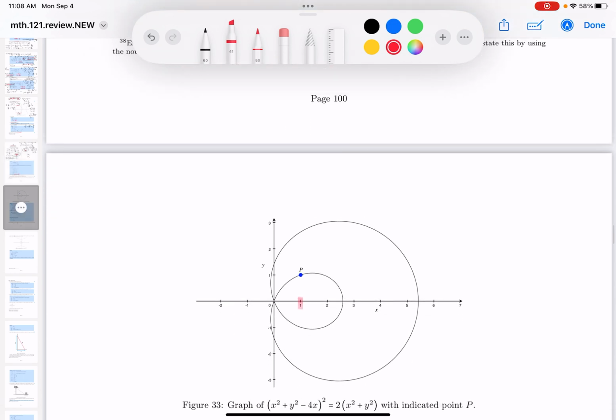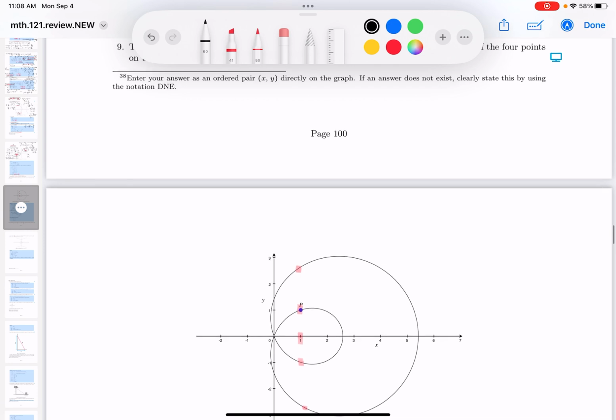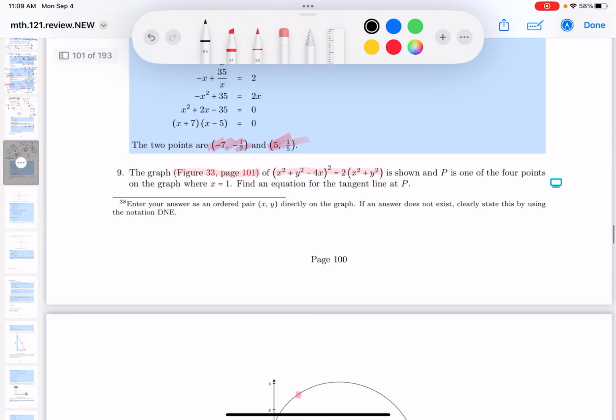So x equals 1, I hope you realize there's 1, 2, 3, 4 points where the x would equal 1, but they're talking about the point P there. So let's take a look at that point P, and let's see if we can figure it out. The only thing I know about it is I know the x is 1. All right, so let's write this down. I know x equals 1.